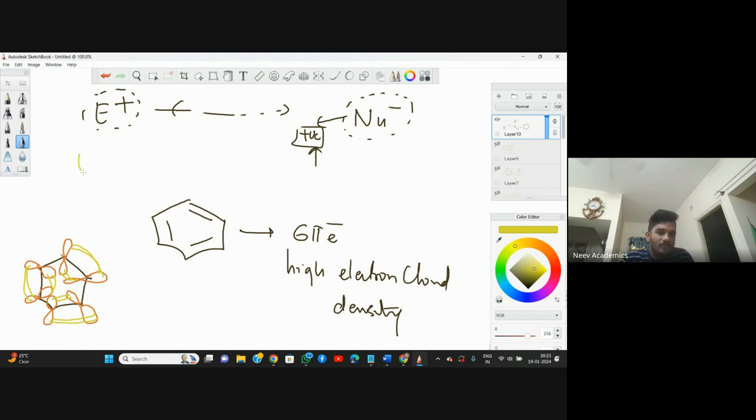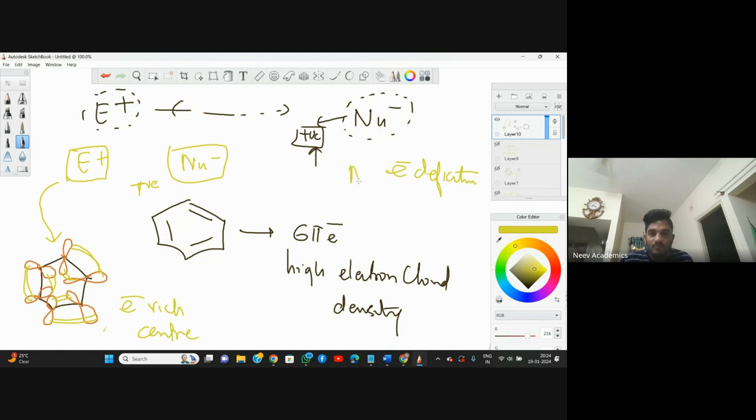So when we have an electrophile and nucleophile reaction, an electrophile means an electron loving species. So automatically when electrophiles come, they will be attracted towards benzene. That is for sure, and that's what we are going to learn in this chapter. Nucleophile is already negatively charged. It's actually seeking positive or electron deficient centers. Benzene is an electron rich center, while the nucleophile is seeking an electron deficient center.